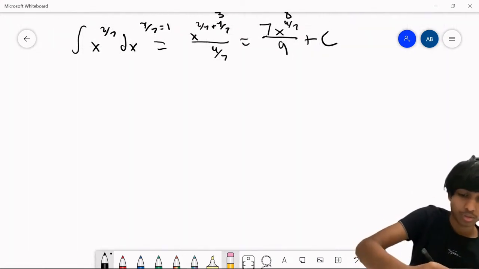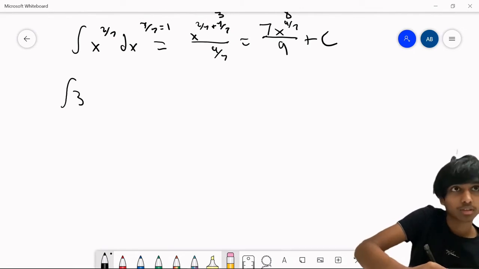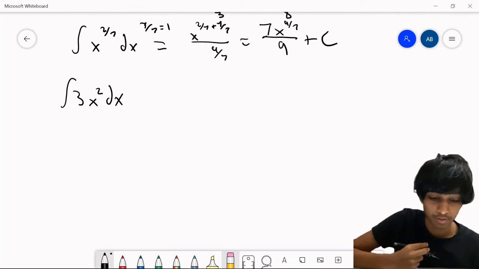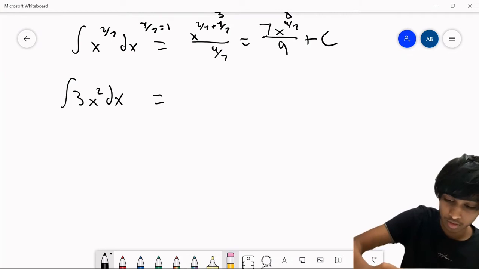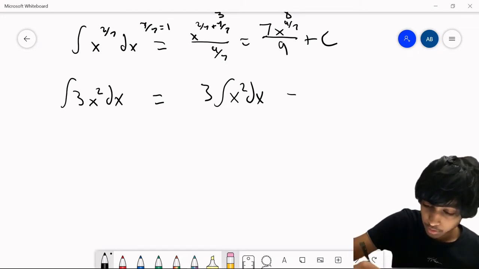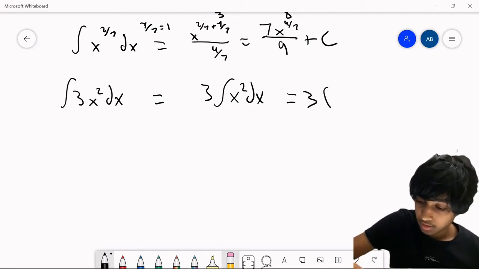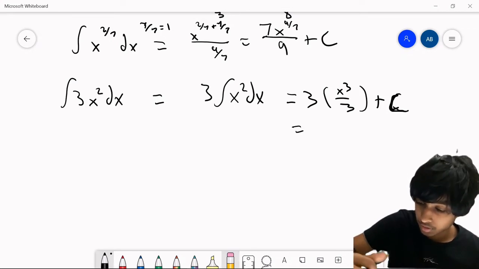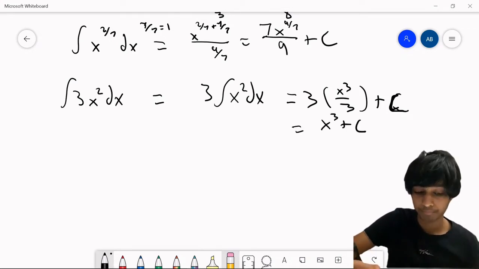Now, what if we had a problem like this? 3 times x squared dx. How would you do this? Well, similar to how you can take a constant out in a derivative, you can do the same thing with an integral. So it would equal 3 times the integral of x squared dx. And we can do this using the power rule. So that would be 3 times x cubed over 3, and then plus c. The c would not change when you multiply it by 3, as it's still a constant. So the final answer would be x cubed plus c.